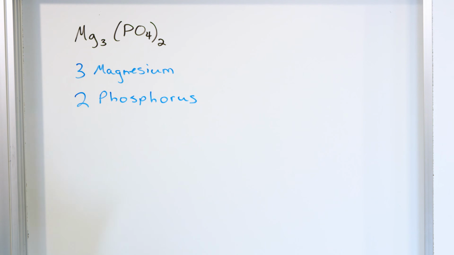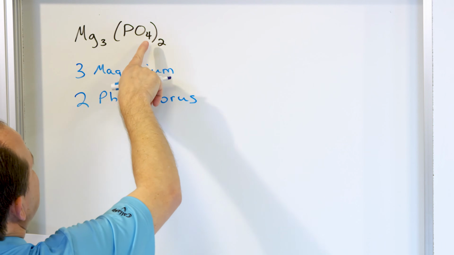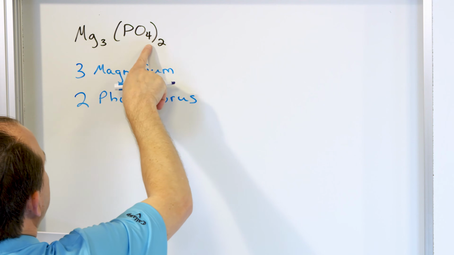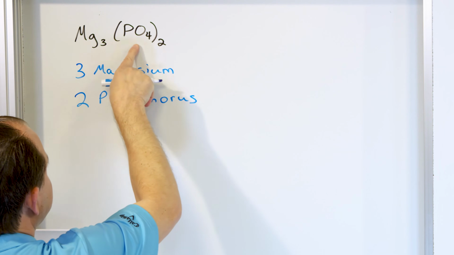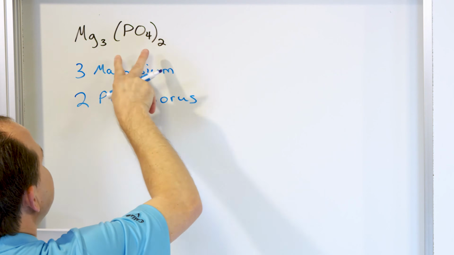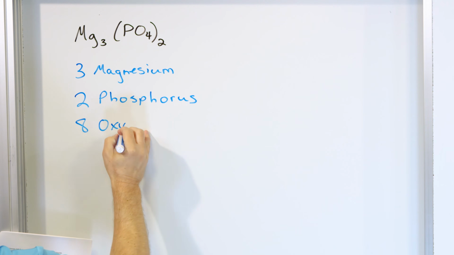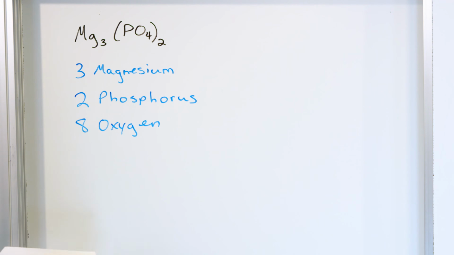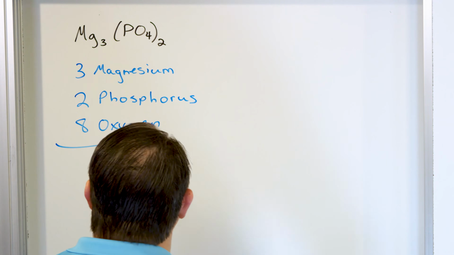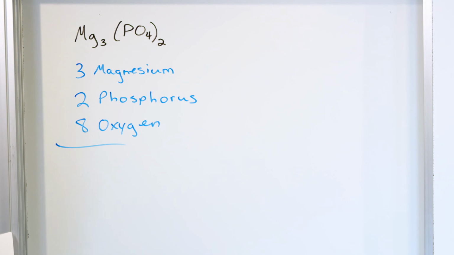2 phosphorus atoms. And then we do the same thing with the oxygen. We have 4 oxygens bound up as part of this polyatomic ion, but there's 2 of these entire things. So 2 times 4 is 8. There's 8 oxygen. Right? So 3, 2, and 8. All right, that was problem number 1. We're just counting atoms, just learning how to read these formulas.